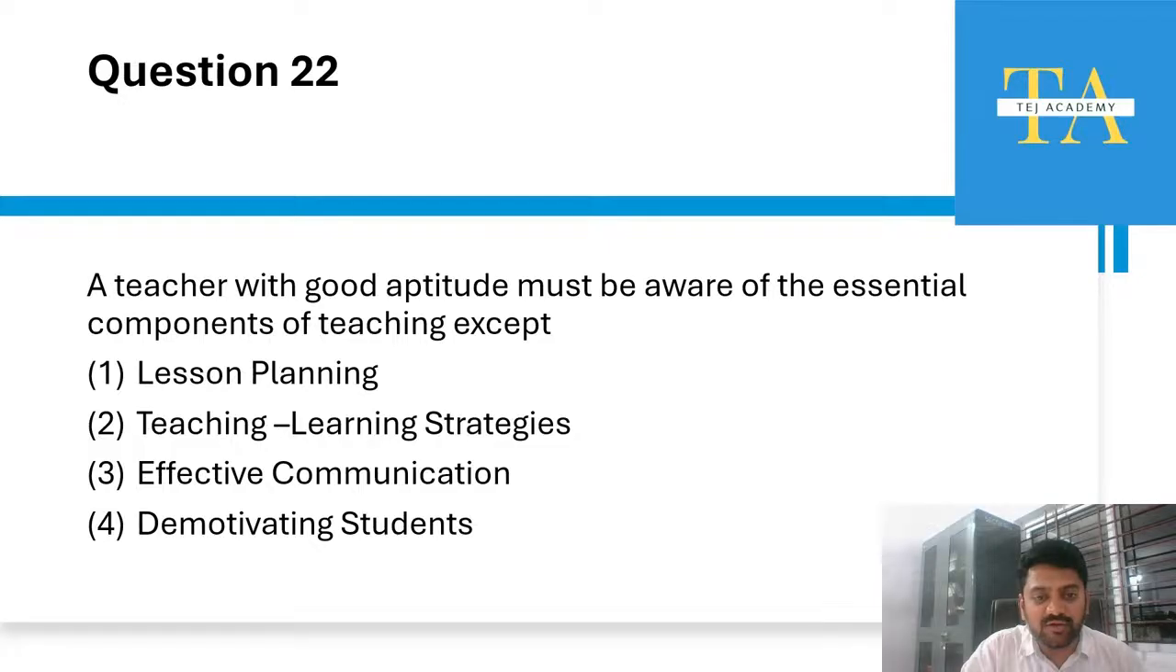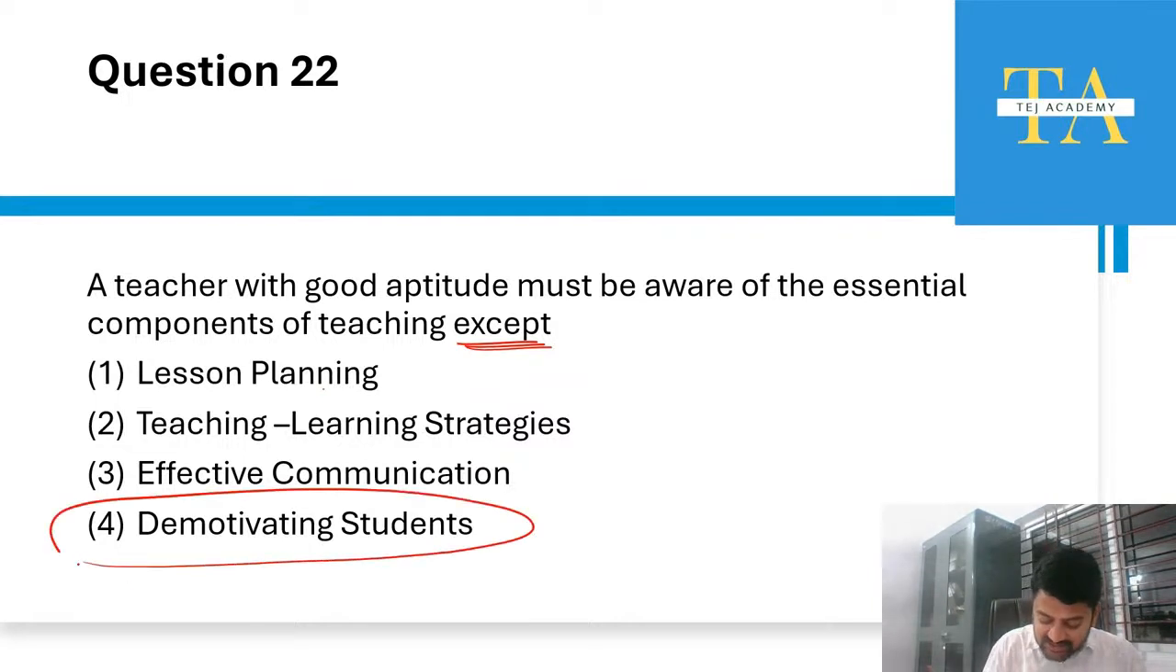A teacher with good aptitude must be aware of the essential components of teaching except. So lesson planning, yes, he should have awareness. Teaching learning strategies, he should have awareness. Effective communication also he should have. But demotivating students, this is not a criteria. So the fourth one is the exception, the correct one. Good.